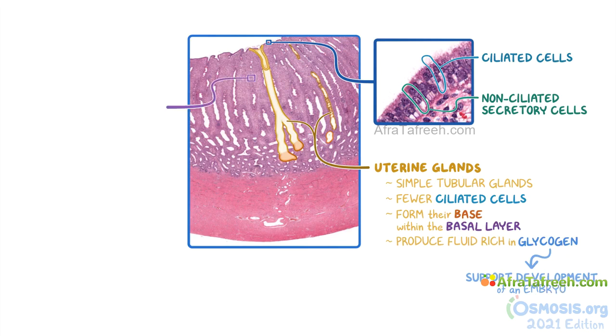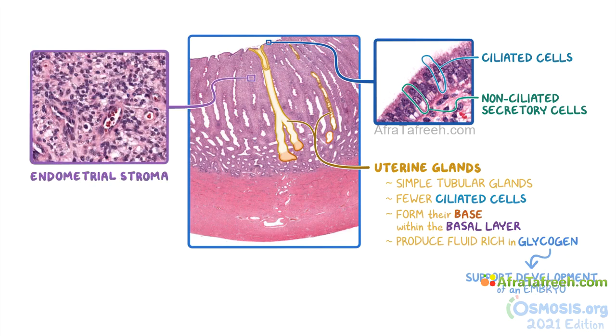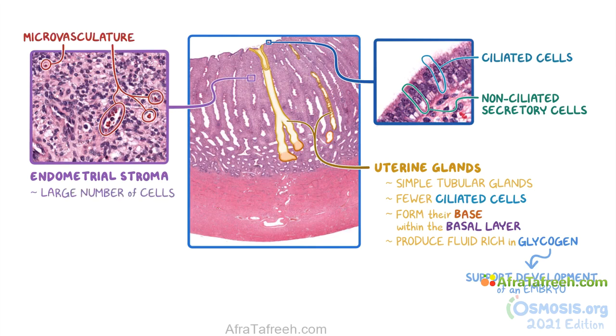The surrounding supportive tissue is the endometrial stroma, which contains an extensive microvasculature as well as a large number of cells, including stellate cells, macrophages, and lymphocytes.